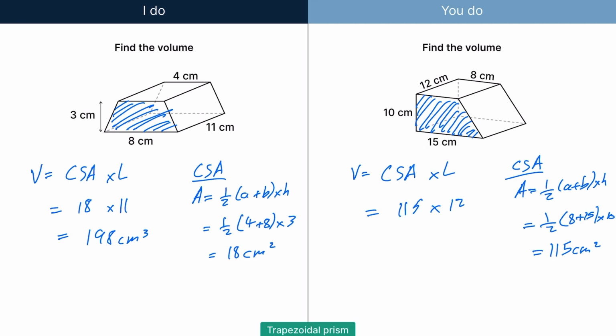And then put that in here, times it by 12. And I get my answer as 1380 centimeters cubed for the volume.